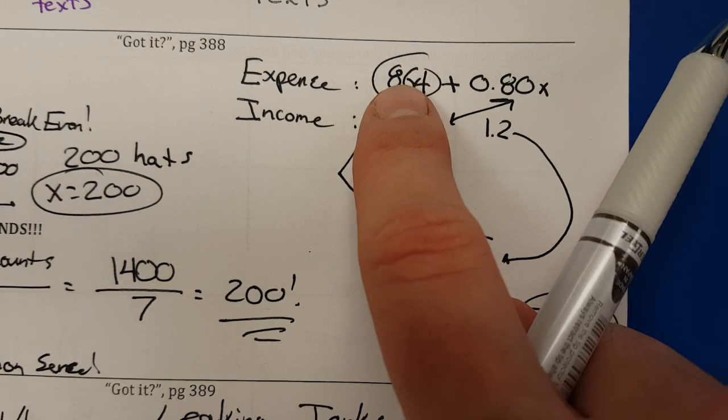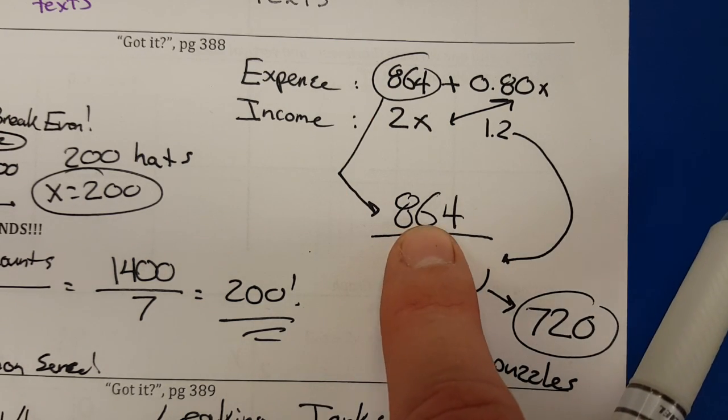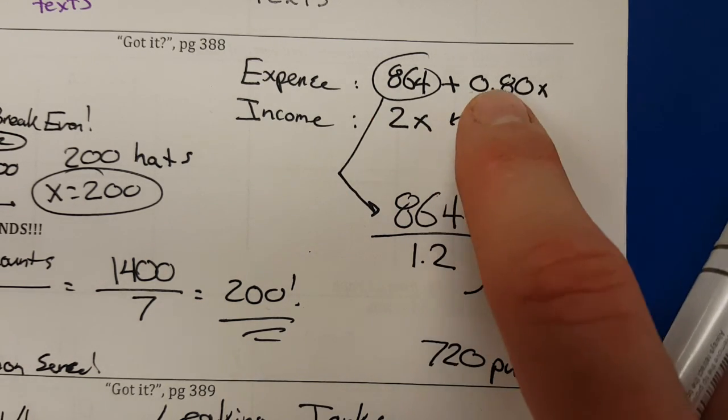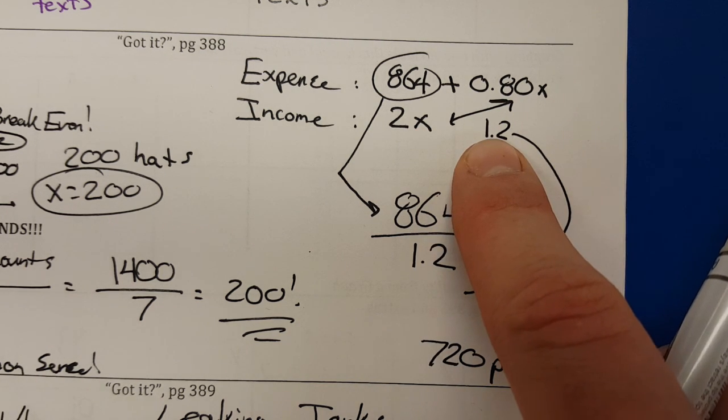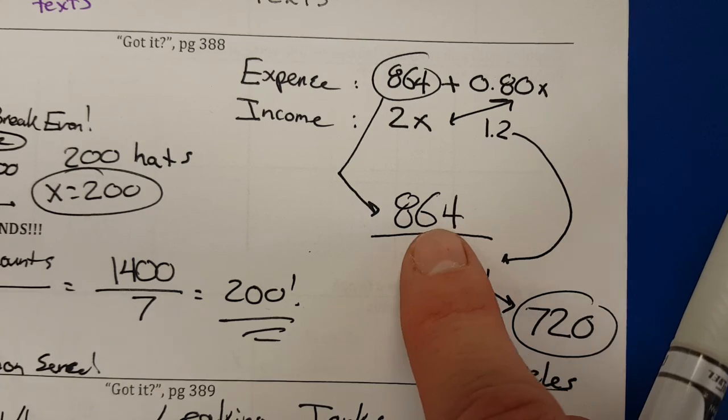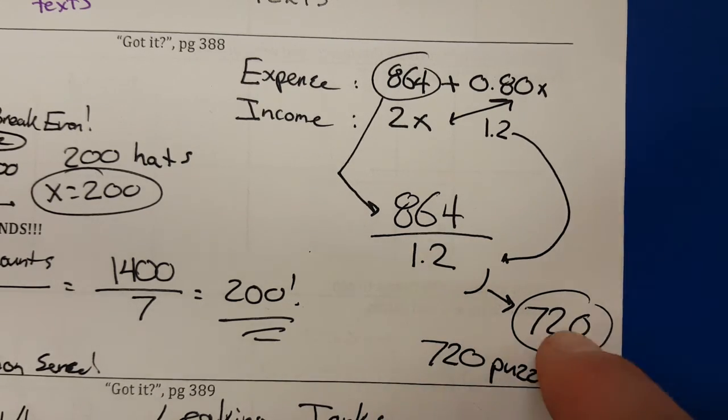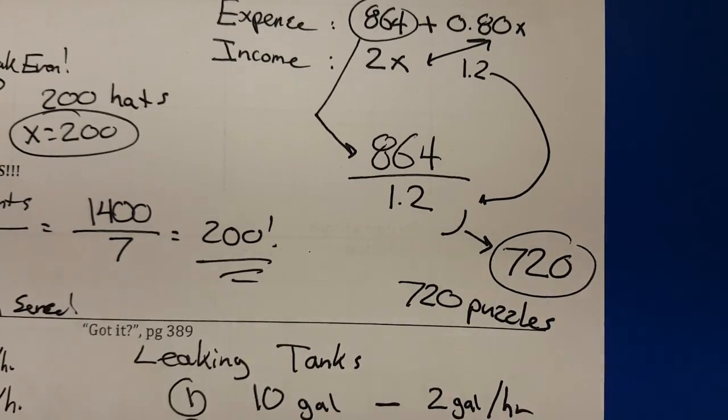So all I do is I take the initial cost of 864 and divide by how much he's going to make back. He spends 80 cents, then he makes $2. Every time he does that, he's going to make $1.20 back. So I just took the initial cost divided by $1.20. Boom, he's going to have to sell 720 puzzles. I think he was making Sudoku puzzles or something. That's it. That's the shortcut, friends.